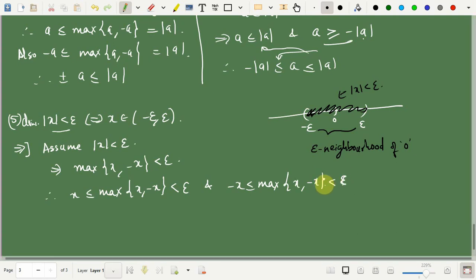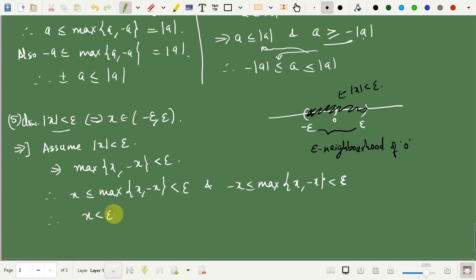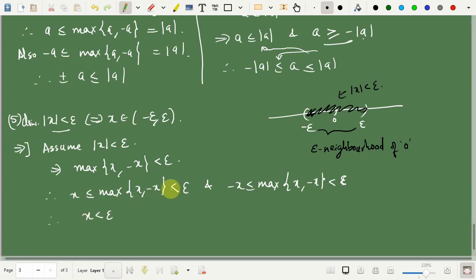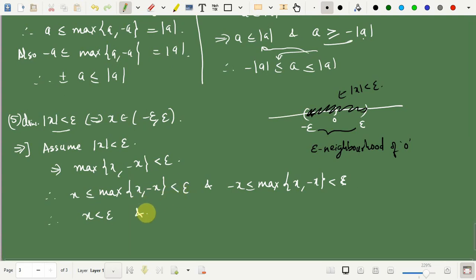We are using the definition of mod of x, which says that mod of x is equal to maximum of x comma minus x, and we know that each of these numbers lying under the maximum has to be less than or equal to its maximum, and since it is strictly less than epsilon, we have x strictly less than epsilon, because we have strictly less than in the row. So that dominates the equality, and also we have minus x strictly less than epsilon.